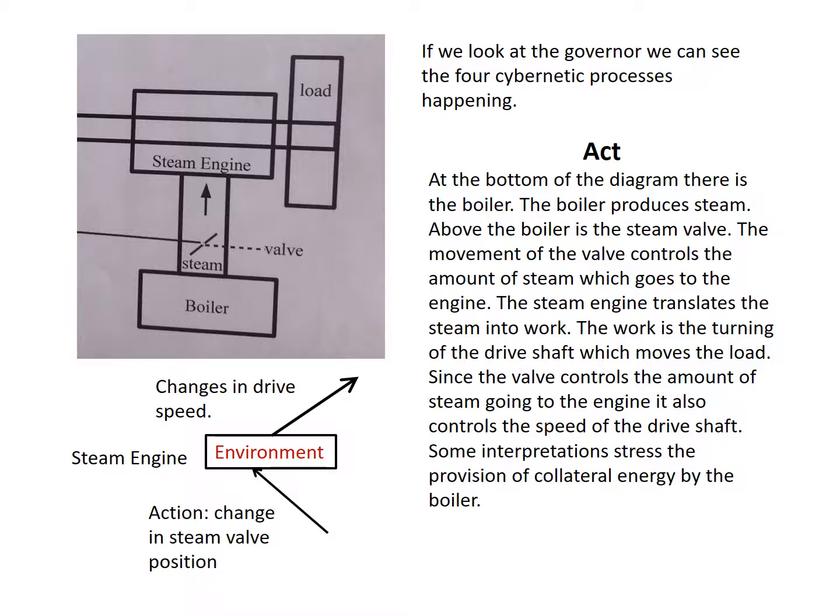Act. At the bottom of the diagram, there is the boiler. The boiler produces steam. Above the boiler is the steam valve. The movement of the valve controls the amount of steam which goes to the engine. The steam engine translates the steam into work. The work is the turning of the drive shaft which moves the load. Since the valve controls the amount of steam going to the engine, it also controls the speed of the drive shaft. Some interpretations stress the provision of collateral energy by the boiler.